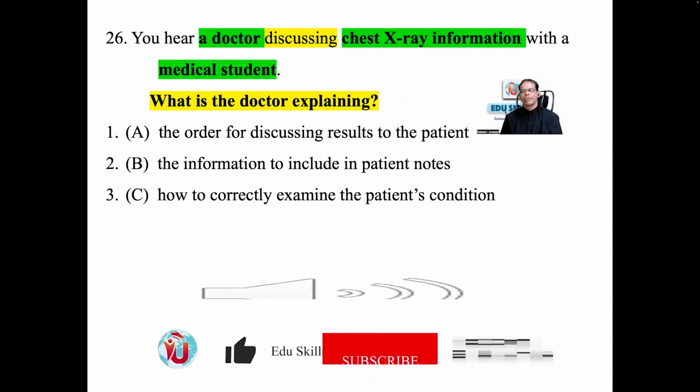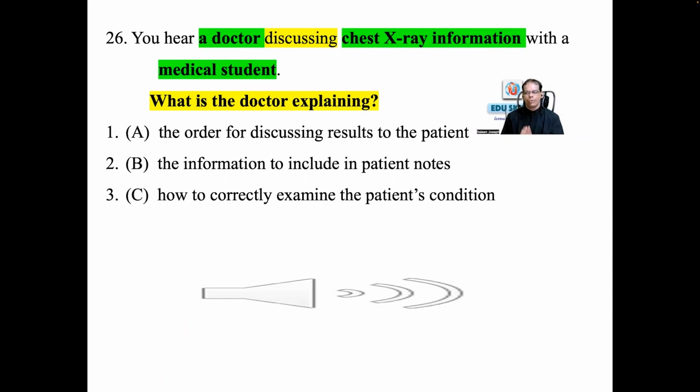Doctor is there. Chest X-ray information is the focus of the conversation, with a medical student. What is the doctor explaining? Now you have to understand the gist. What is he explaining about? The order for discussing results to the patient. Does the audio speak anything about discussing the results of the X-ray to the patient? That's what you have to understand in the 15 seconds. Now, we fast read. The second one, the information to include in patient notes. Does he explain how to write the patient notes? And the third one, how to correctly examine the patient's condition. Does it speak about any examination of the patient's condition? So these are the three options.